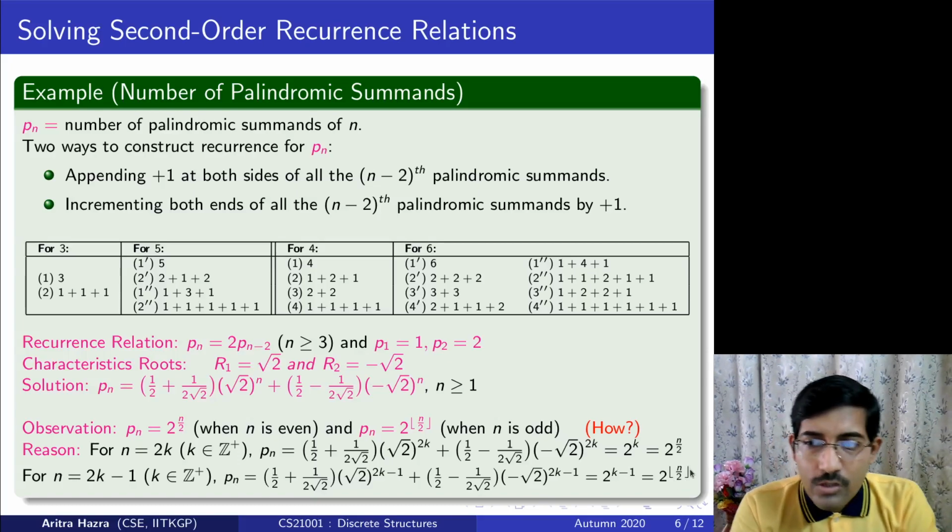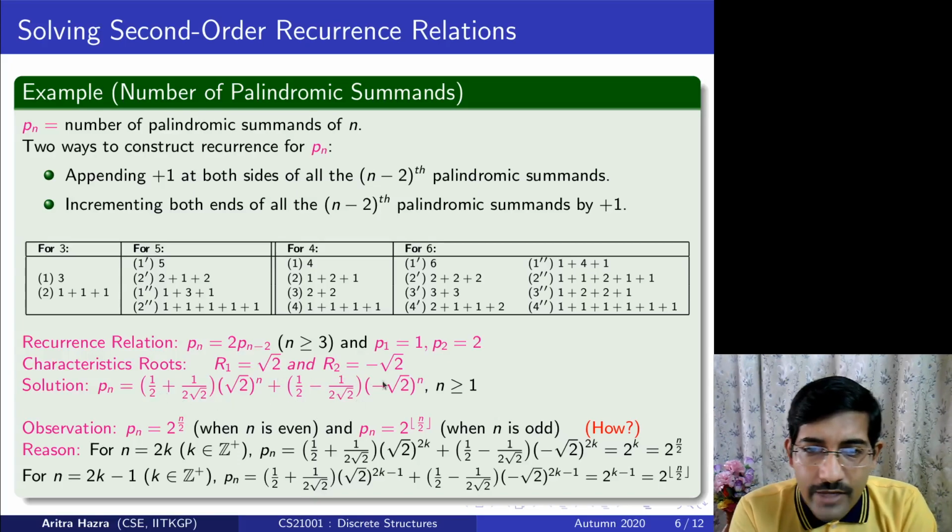So this is a closed form formula for even and odd. However, the recurrence relation we solved gives us this one. So for every n, this relation will give you the answer.